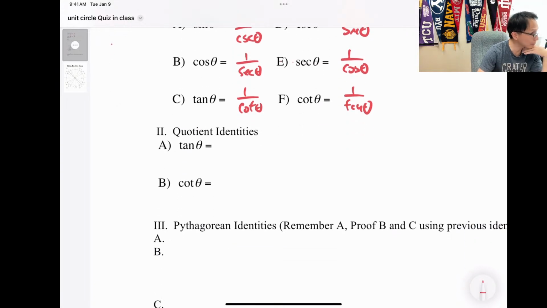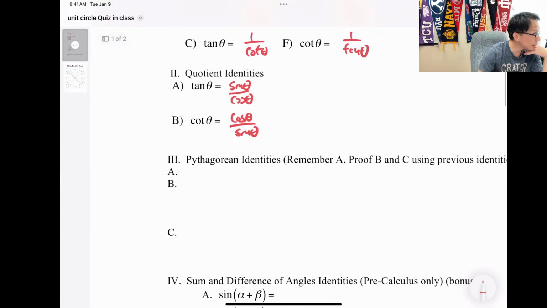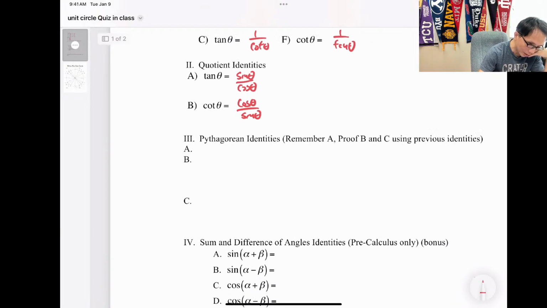Tangent theta is what? Quotient identity. What is it? Sine theta over cosine theta. Good. Cosine theta over sine theta. Christian, do you understand? Yeah. Okay.